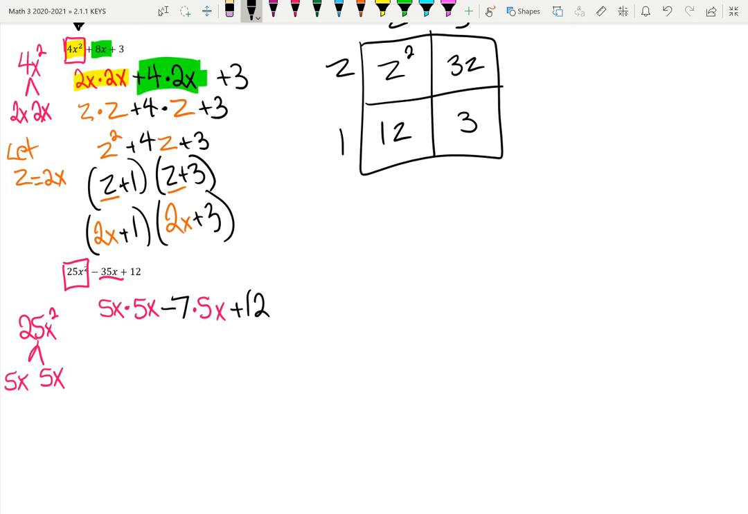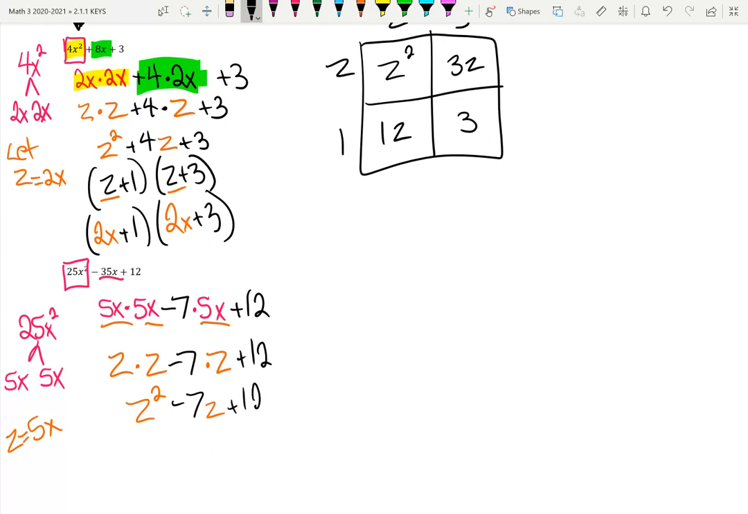Now, whatever you split up is always going to be the one you replace. I use z because my last name is Zimmerman. So, let's replace the 5x's with z's. So I got z times z minus 7 times z plus 12. This becomes z squared minus 7z plus 12.